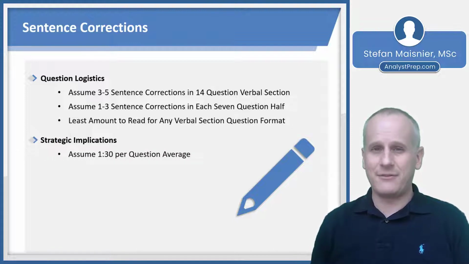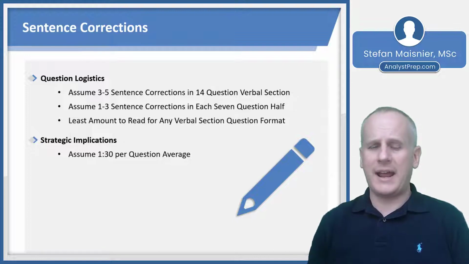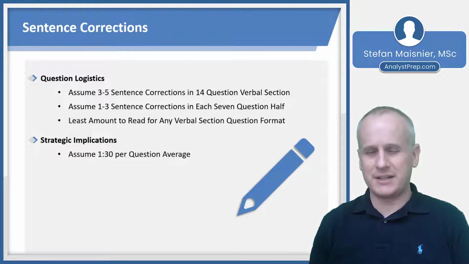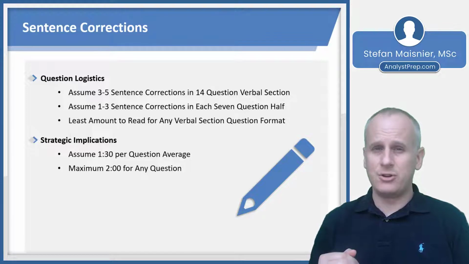Now, there are several strategic implications of the format here. First is that you have to assume a relatively fast-paced 90-second per question average for these question types. That is going to be about 30 seconds less than your average of just over two minutes and 5 seconds for any average verbal section question. Now, you're going to have a maximum of 2 minutes for any sentence correction.